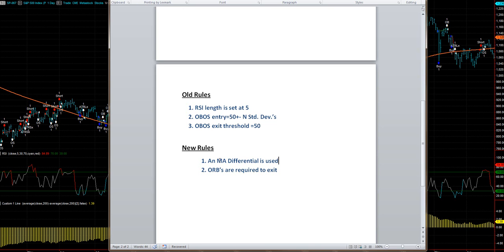Now I'm going to change two things. The screen before was a close compared to the moving average set at 200-day look back. Now I'm going to compare the 200-day moving average to the 200-day moving average 2 days ago. And we're going to see if that, in fact, improves the outcome. I'm also then going to look at opening range breakouts.